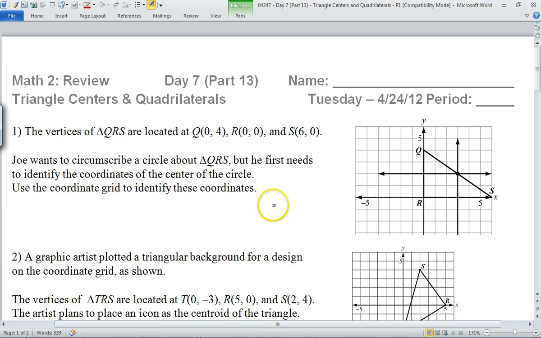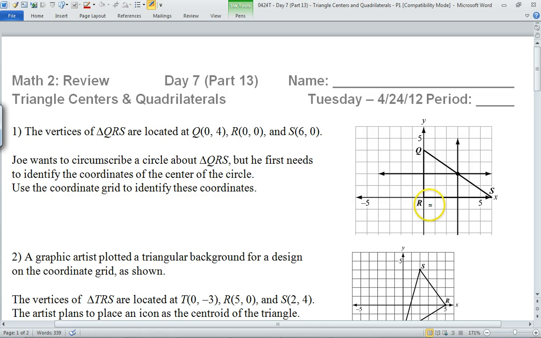Problem number 1. It says the vertices of triangle QRS are located at these points. Joe wants to circumscribe a circle around the triangle. That means to draw a circle around this triangle, hitting each one of these vertices. But first he needs to identify the coordinates of the center of the circle. Use the grid to determine the coordinates.